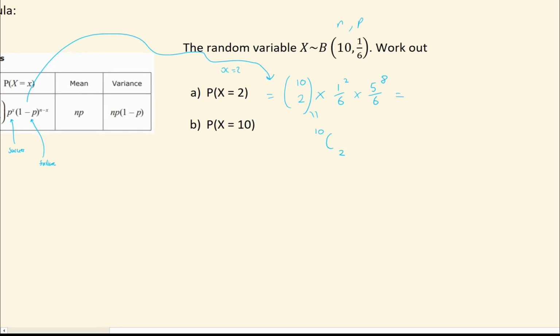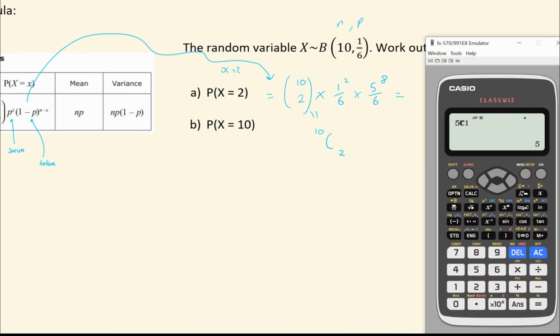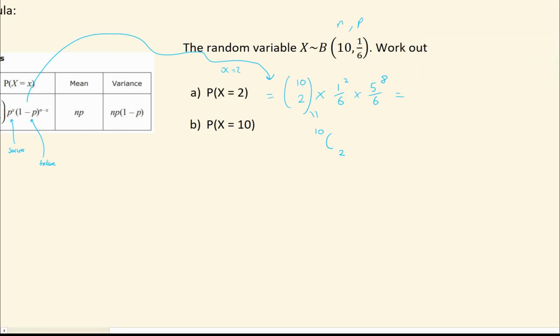Okay, I'll just do this one example. So you would say 10 choose 2 times by, we then want 1/6 all squared times by 5/6 all to the power of 8. Okay, and that would be the odds of rolling exactly 2 whatevers. So we'll say 0.291.